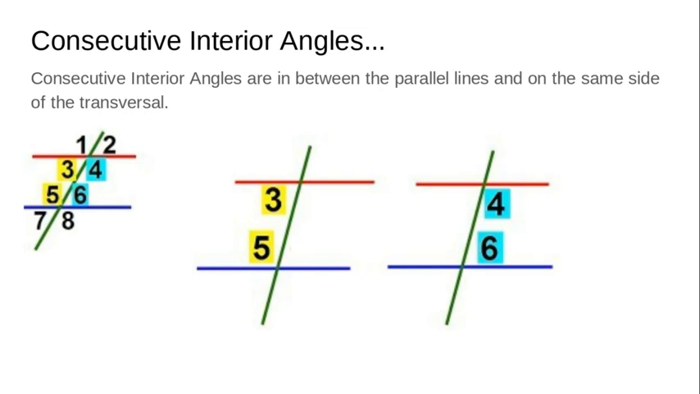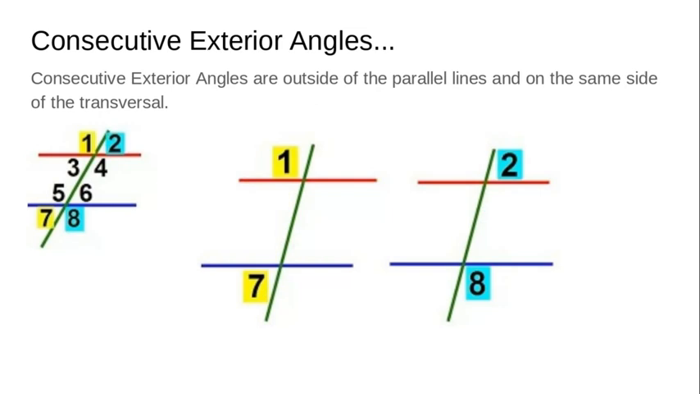Next, we have consecutive interior angles. Interior, so they're in between the parallel lines, and consecutive means in a row, so they're on the same side of the transversal. They're in a row on the left, or they're in a row on the right. And consecutive interior angles are what we call supplementary. Supplementary means they add to 180 degrees.